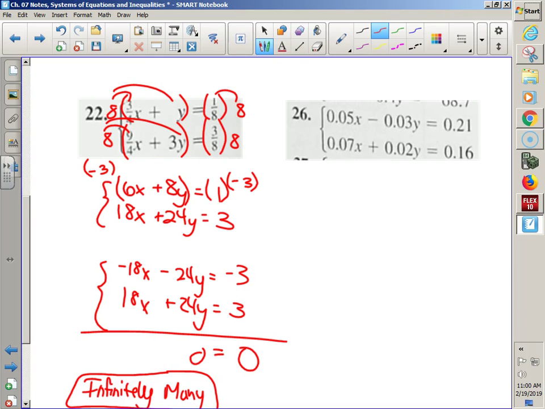Question: why don't we like the decimals? That's okay. How do you get rid of any decimals? Multiply by 10 or 100, depending on how many decimal places you want to get rid of. How many do we want to get rid of? 2. So I'm going to be multiplying by, these are hundredths. I'm going to multiply both sides by 100. Are we okay with this?